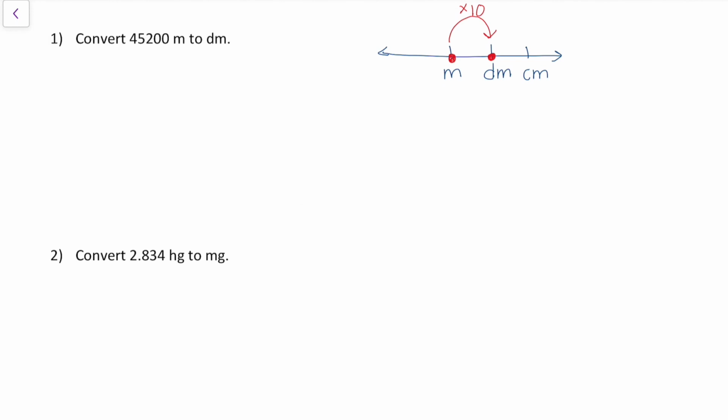And so if I take my number, 45,200, I'm going to take my decimal point and I'm moving it one jump to the right. And so I end up with 452,000 decimeters. And so I'm timesing by 10 for each time I jump to the right, and then I would divide by 10 for each jump I jump to the left.